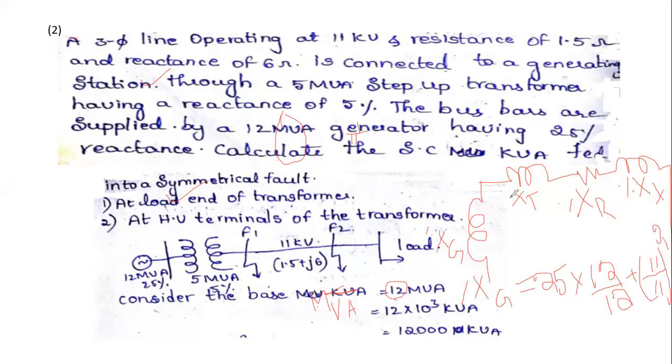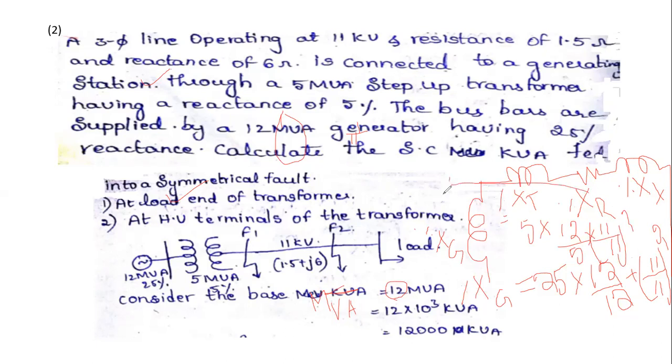Similarly, we calculate the percentage XT. How will we calculate the percentage XT? First, what is the reactance for that transformer? 5. 5 into the base MVA, 12, by the rated MVA for the transformer, 5, into KVA is 11 by 11 square.